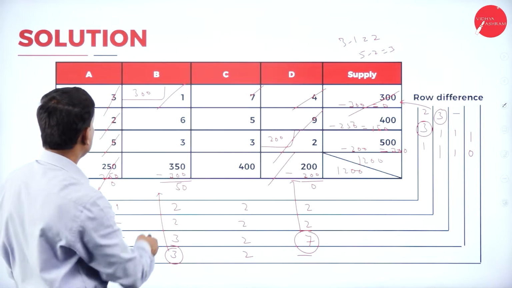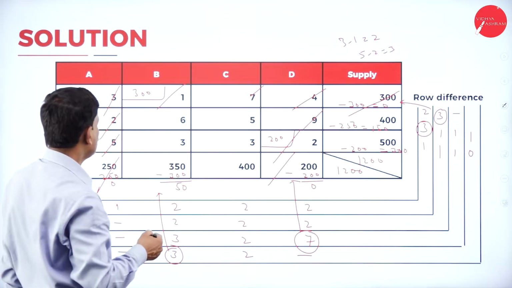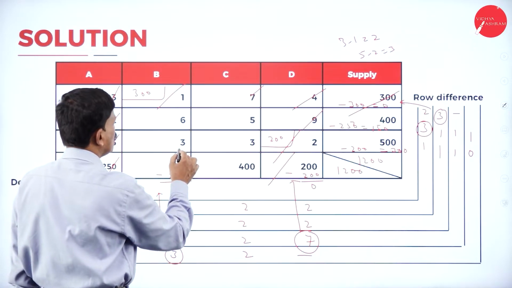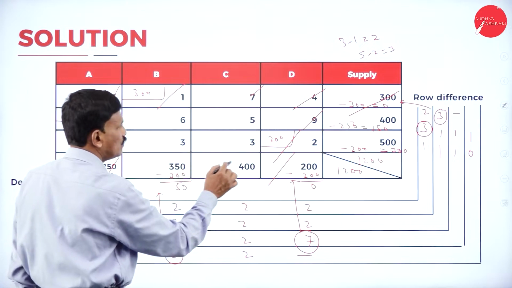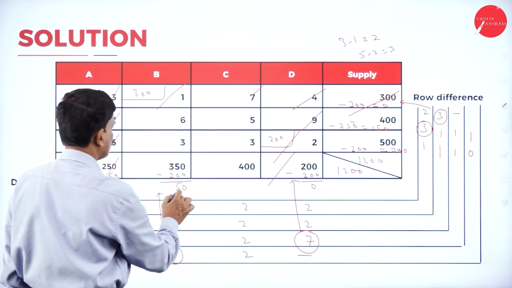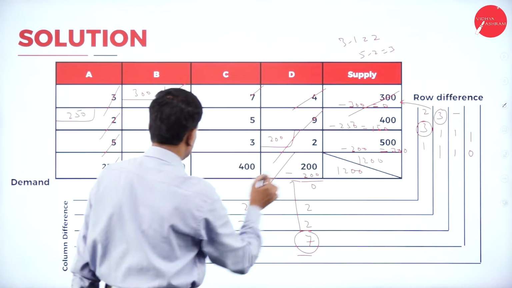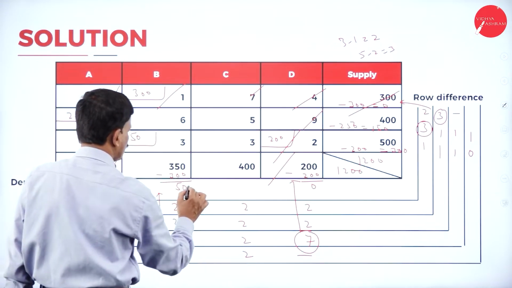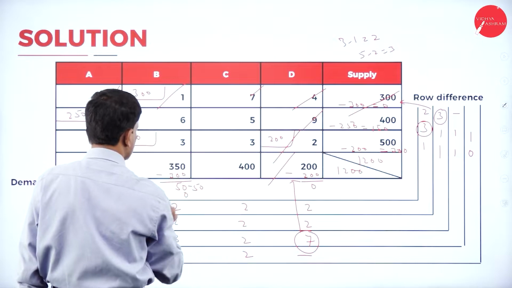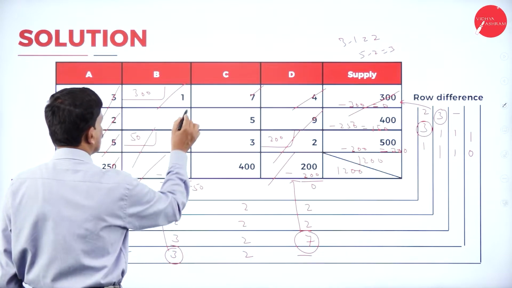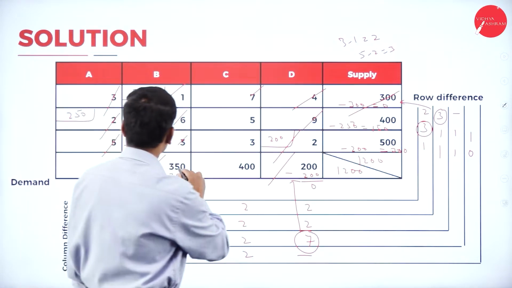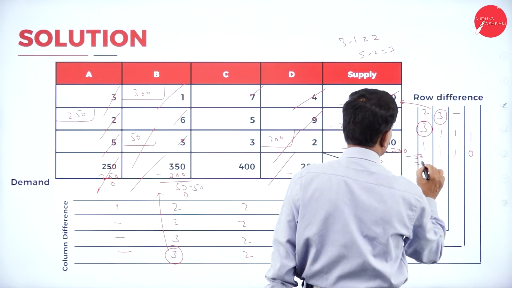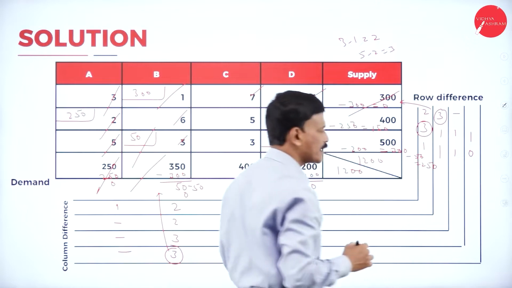Corresponding to B, what is the least value here? 3 is the least value in this particular column. Now what is the minimum of demand and supply? The demand is 50 and the supply is equal to 300. This is the least value. I can allocate 50 here. 50 minus 50 becomes 0. Once this becomes 0, you can cancel these elements. Now corresponding to this, you remove minus 50 from this. What is left over is 250.